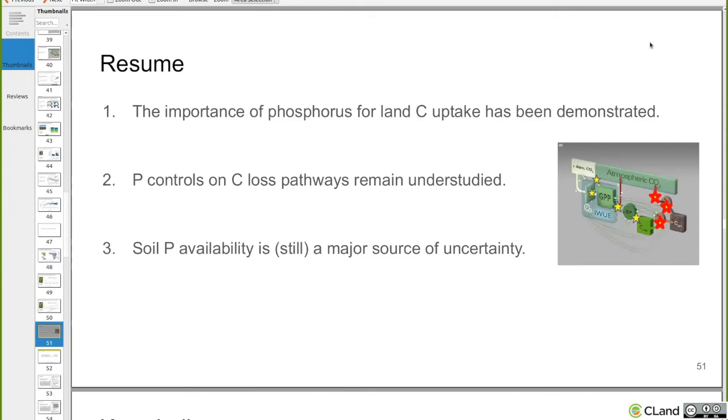As I said earlier, the phosphorus controls on the loss pathways remain understudied, so we don't know much about them yet. That's one of the perspectives I have for the future. And still, the major uncertainty related to the land carbon sink, but also to the management of land, is that we have a very poor capability to predict how much of the soil phosphorus is available over a time scale of years to centuries. So the latter two points are my perspective for the future.